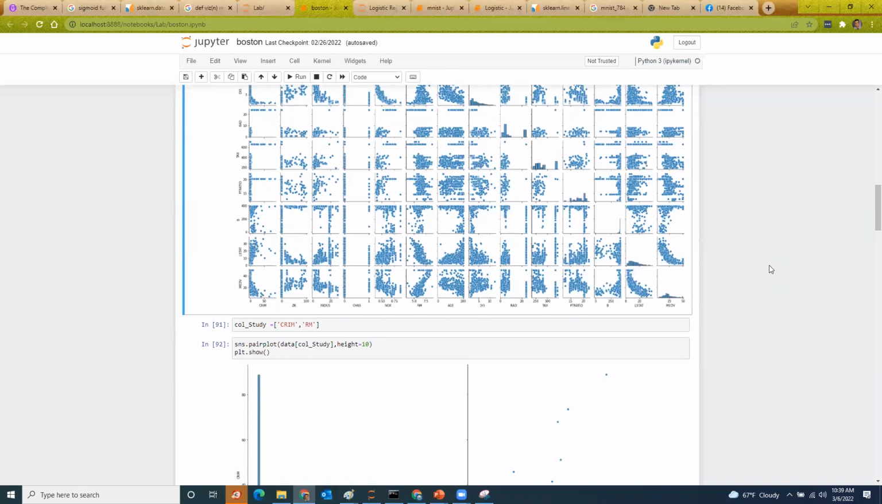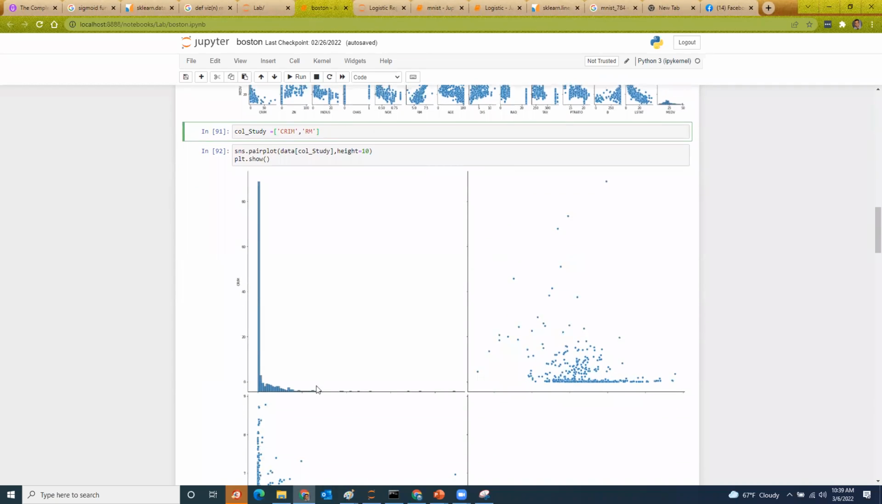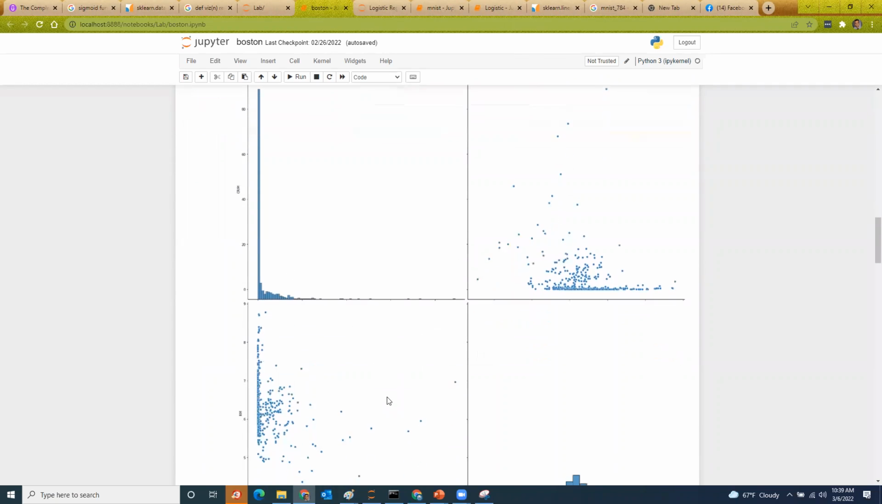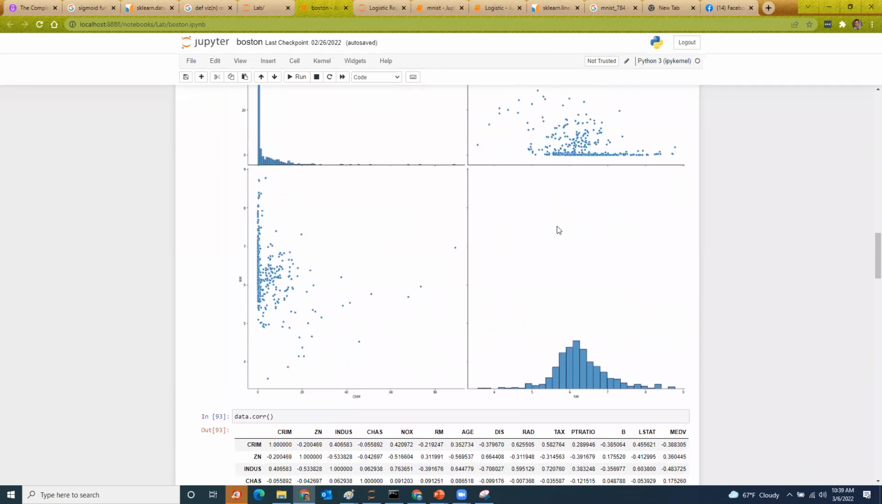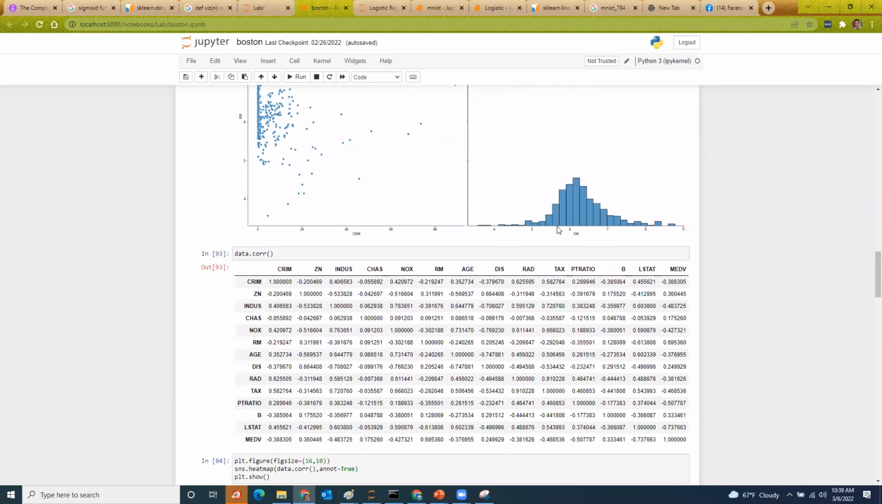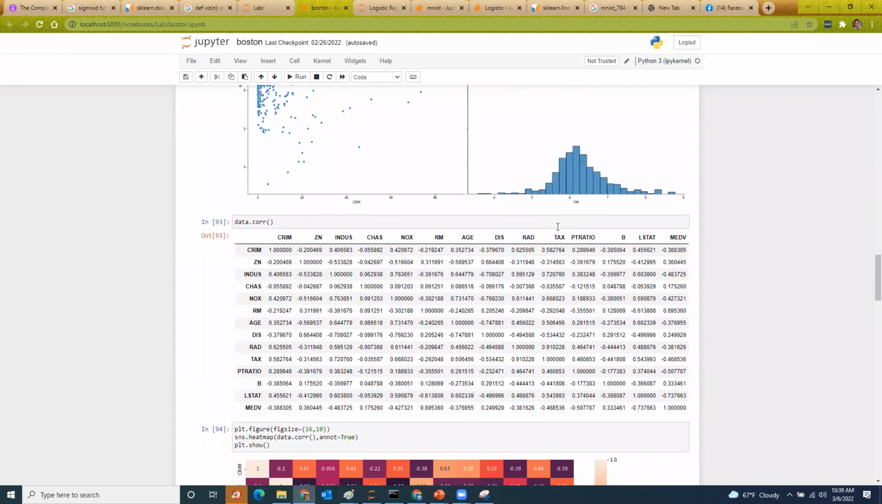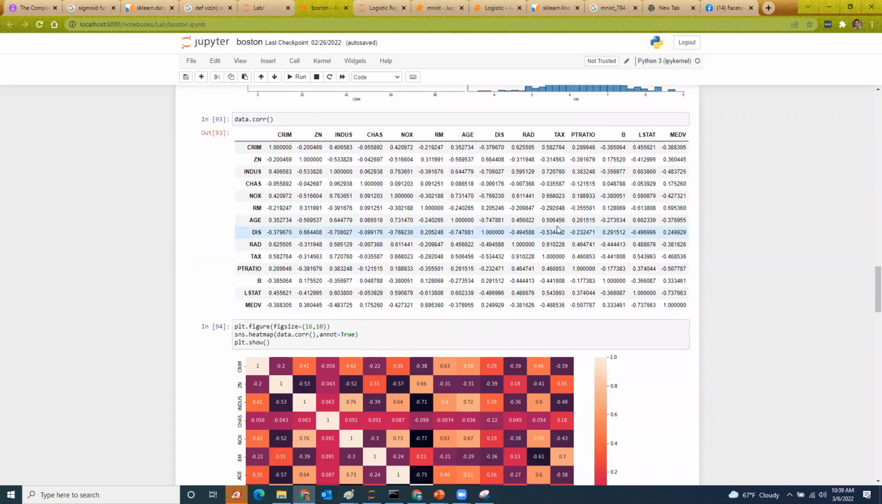So now we are going to do the study of the differences between the room and the crime rate. You can see how the data is distributed. Based on that, we can say which feature we are going to use for training the data. The other thing that is very important is correlation.